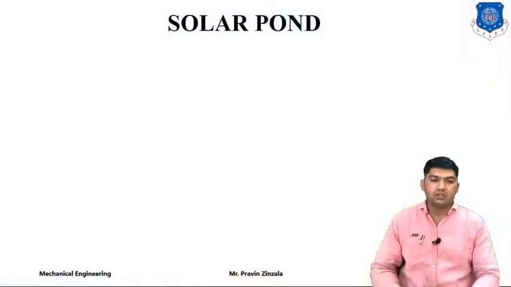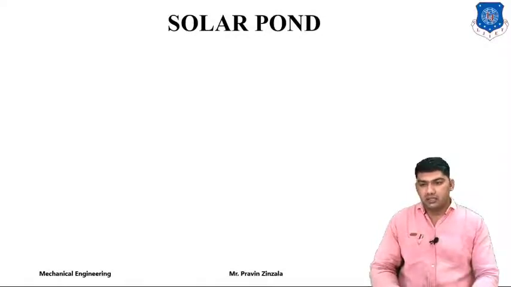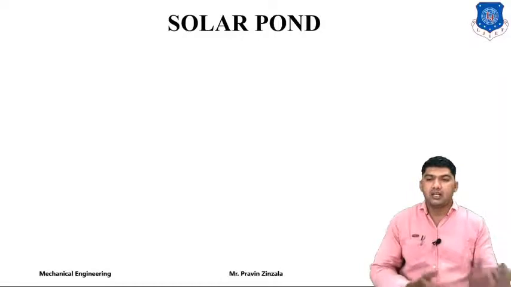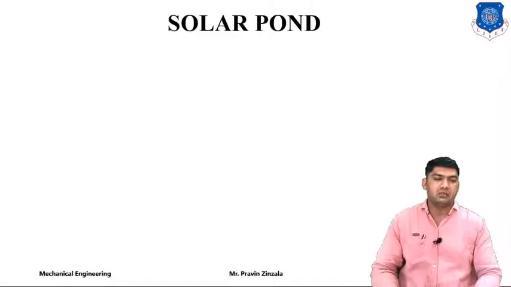First of all, we discuss the solar pond. It is a device used for energy storage and also for power generation. We can say it is an application of solar energy, or of solar thermal, or a direct application of solar energy, meaning conversion of solar energy into heat energy. Then we can utilize the heat energy for space heating, space cooling, solar refrigeration, solar air conditioning, or for power generation.